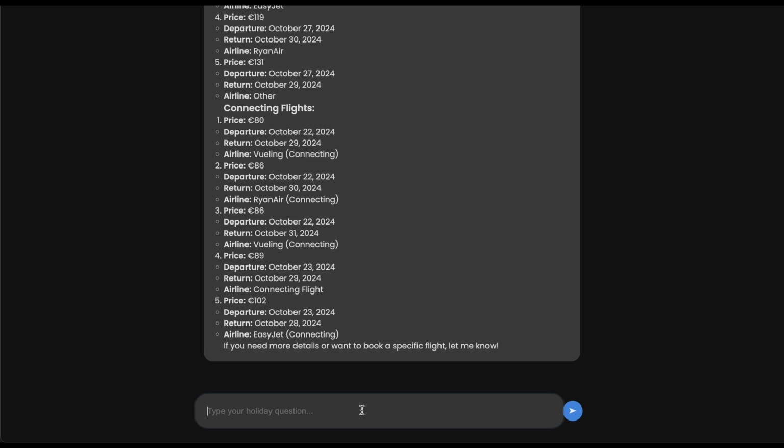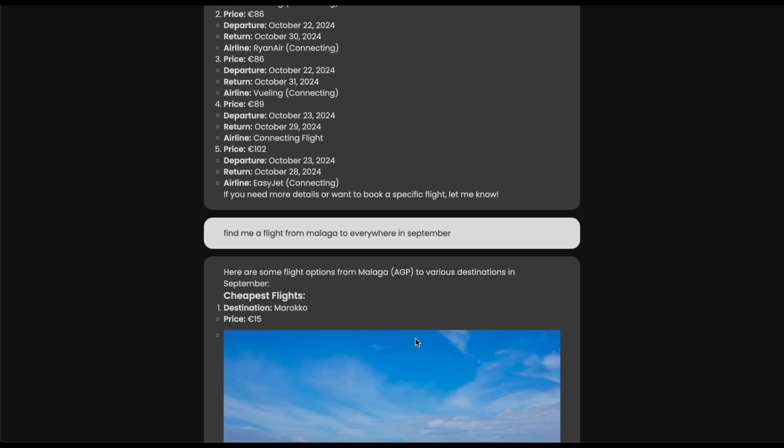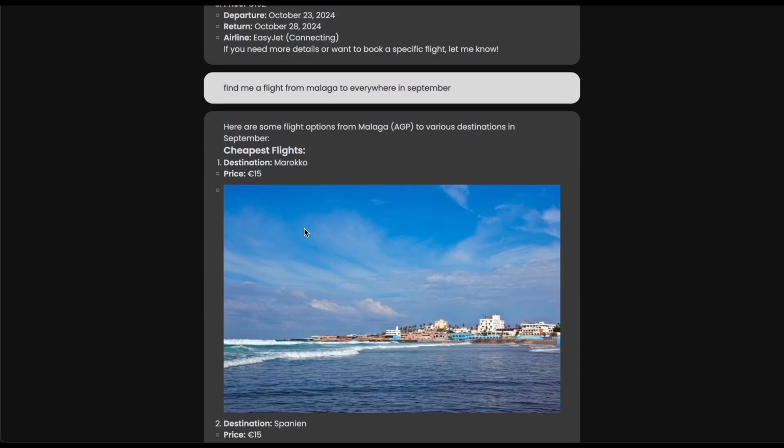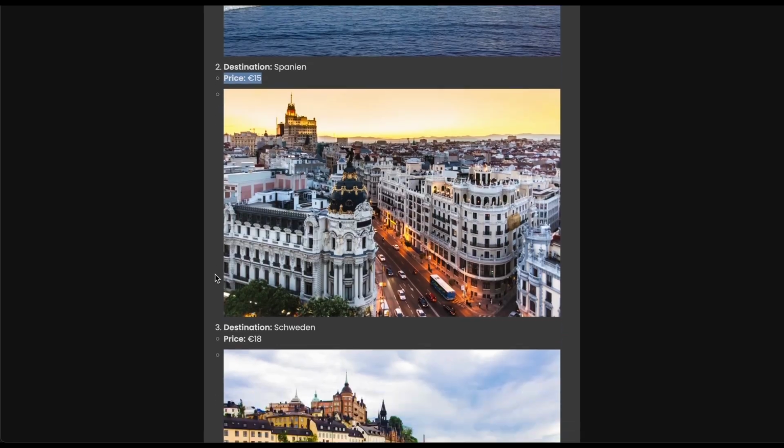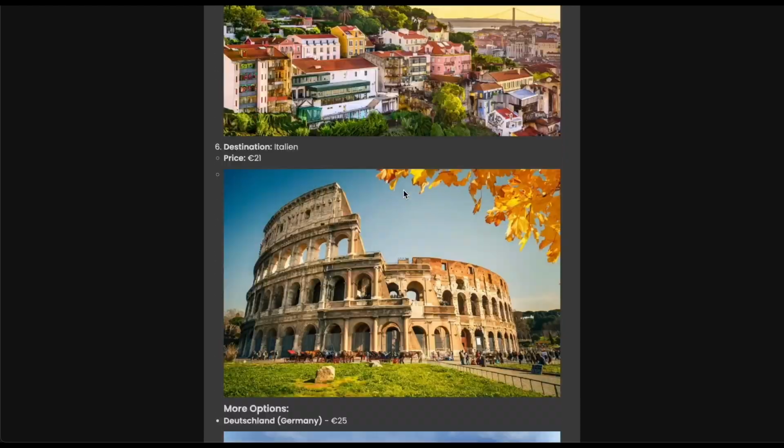If you don't care where you fly, you just want to escape somewhere, then you can also say, find me a flight from Malaga to everywhere in, I don't know, September. Then it goes ahead and looks for all of the locations in September where the cheapest flights are. Apparently the cheapest flight is to Morocco. Then you have Spain, Sweden, France, Portugal.